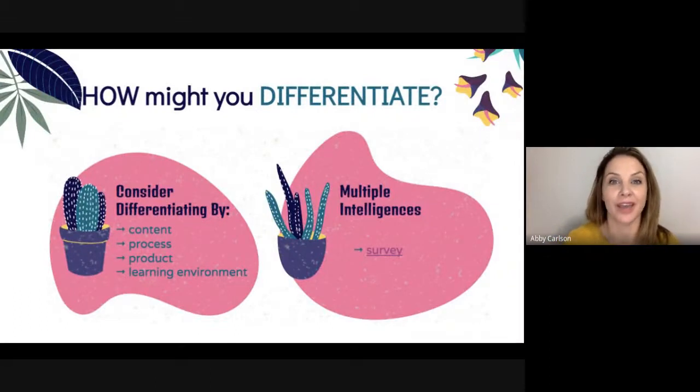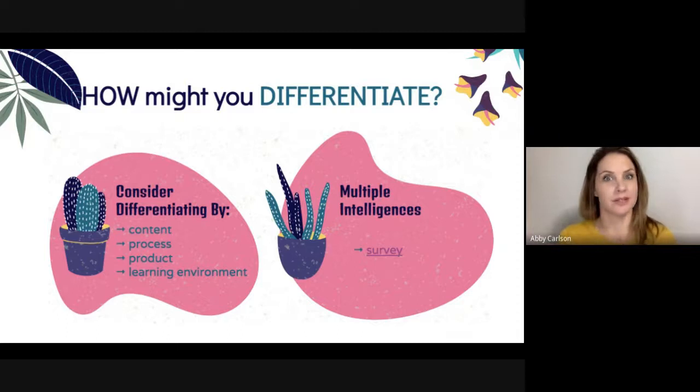Now, some ways you can differentiate. You can consider differentiating by content, process, product, or learning environment. If you're already differentiating by those, you can even differentiate by multiple intelligences, getting your more artistically inclined students together, your more athletic students or introverted students, getting them to work together because they're like-minded might be a great way to differentiate.